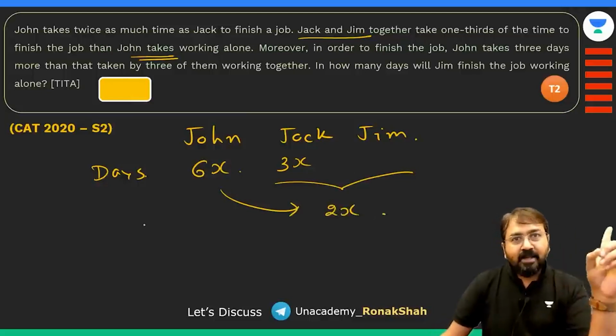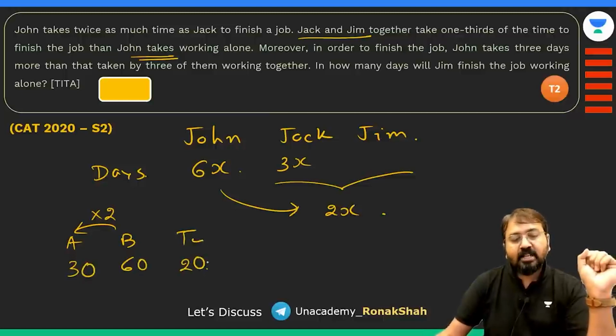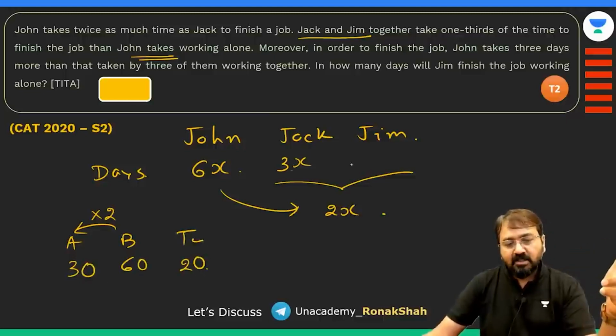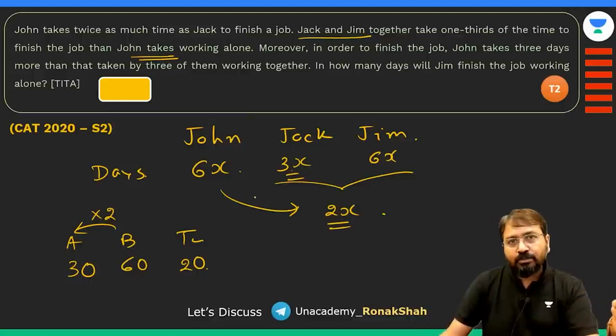So guys, if you remember, at the beginning I had mentioned this pair: if A is twice as efficient as B, and if A takes 3 days, B takes 6 days, then together they'll take 2 days. Or if A takes 30 days, B takes 60 days, together they'll take 20 days. Isn't this very similar? 3x, 6x, and this is 2x, this is 3x, so this has to be 6x. Do you really need to make any calculation over here? I don't think so. So you can straight away say Jack is twice as efficient as Jim.